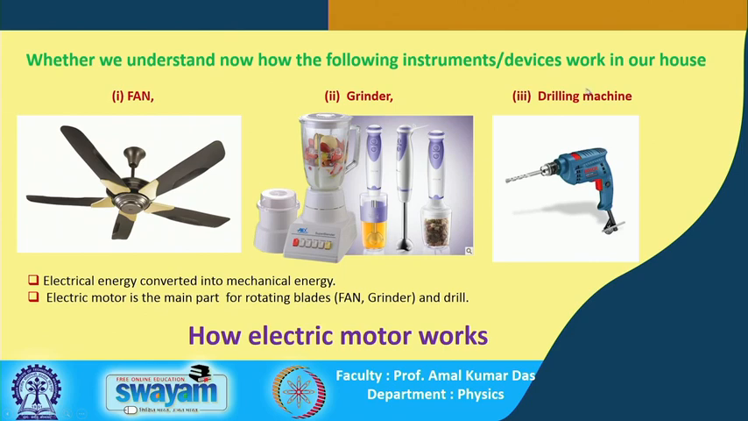These are very common instruments or devices in our house: fan, grinder, and drilling machine. In these machines, electrical energy is converted into mechanical energy. Basically, we use current and then we get mechanical work in these three cases. There are many other examples; I have just picked three. Similar instruments are used in many other cases.